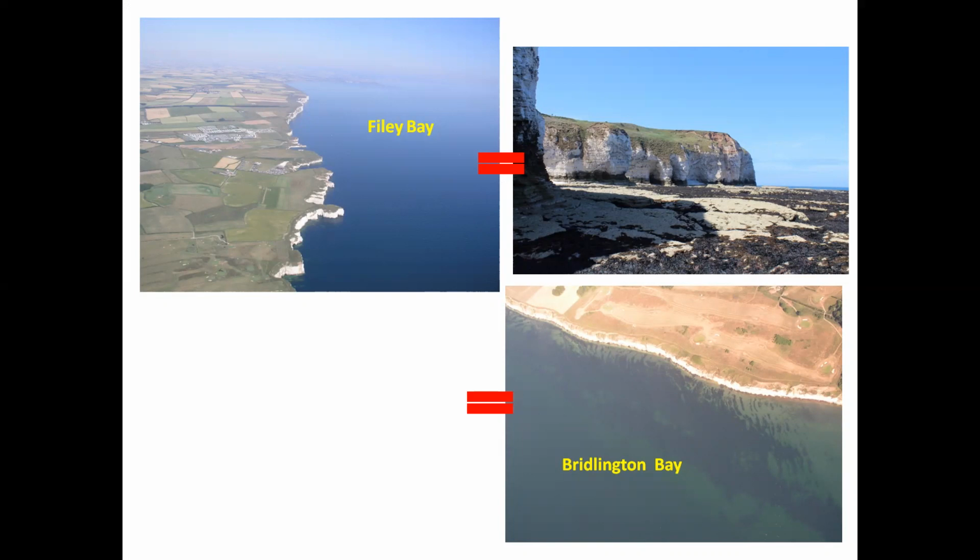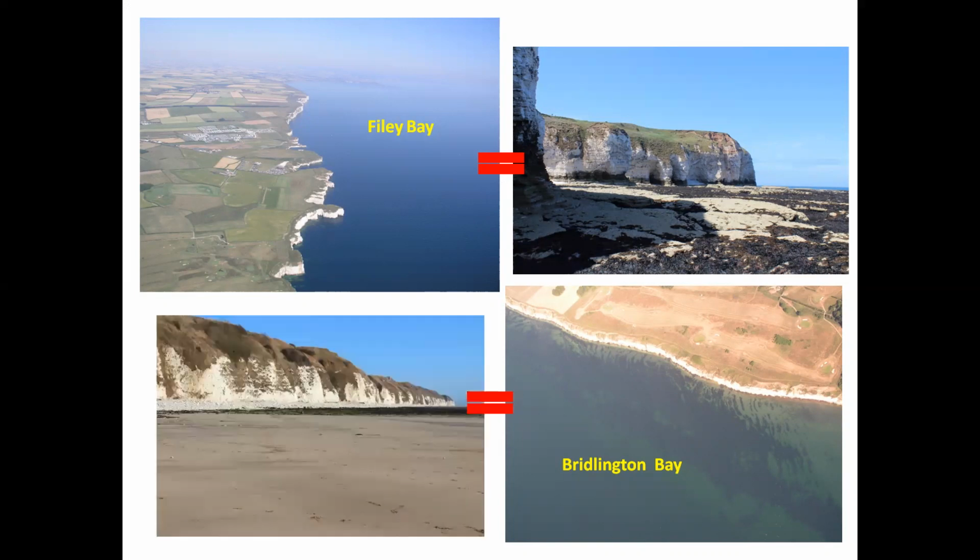In contrast, the south-facing cliffs, which overlook the calmer Bridlington Bay, are smooth and lack many of the classic textbook erosion features of the north.